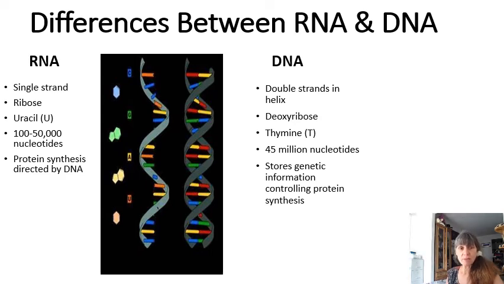RNA contains ribose, where DNA contains deoxyribose. RNA contains uracil, DNA contains thymine. RNA is much smaller, anywhere between 100 to 50,000 nucleotides, where DNA may have 45 million nucleotides. RNA helps protein synthesis that's directed by the DNA, and DNA is important because it stores that genetic information that controls the synthesis of proteins.